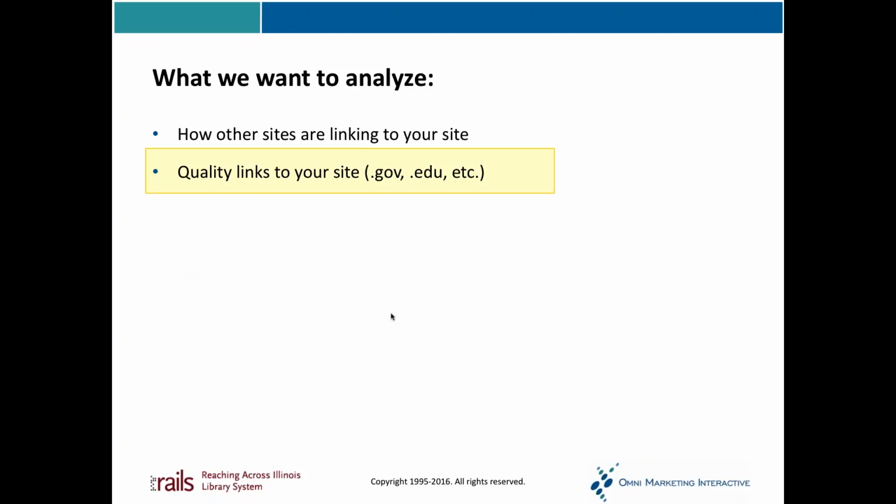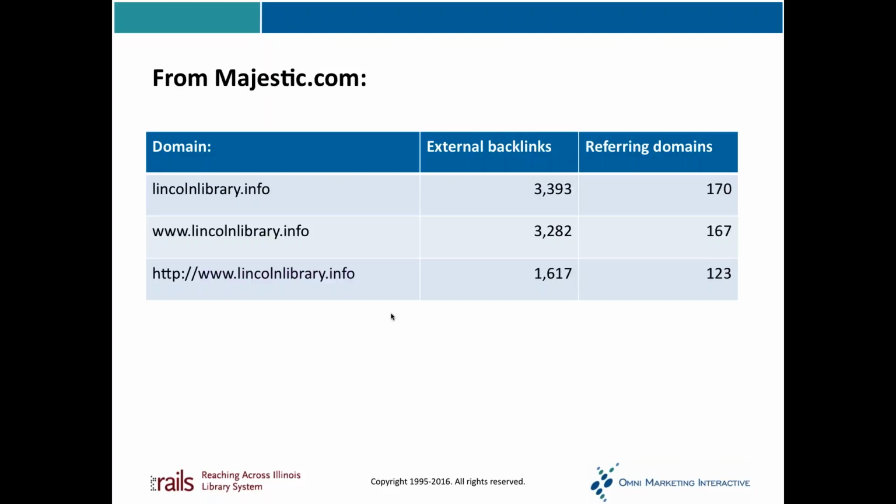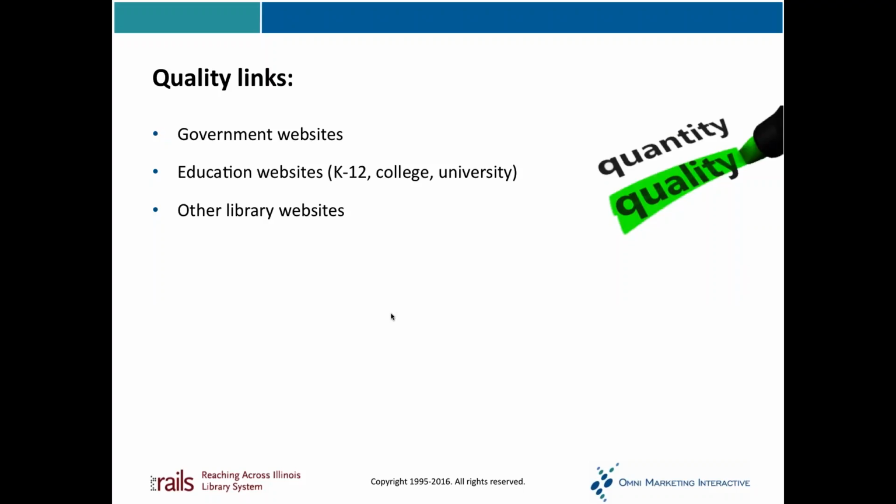So what we want to look at is how other sites are linking to you and the quality of links to your website. Like I said, the Lincoln Library did a really good job, and they probably did a good job without realizing it. That's a lot of links to their site. And what we're looking for are government websites, education websites, and other library websites, because the quality of these websites tends to be high. These domains tend not to have a lot of search engine spam on them, and they tend to be very good hubs and authorities of high-quality content. That's why we target them.